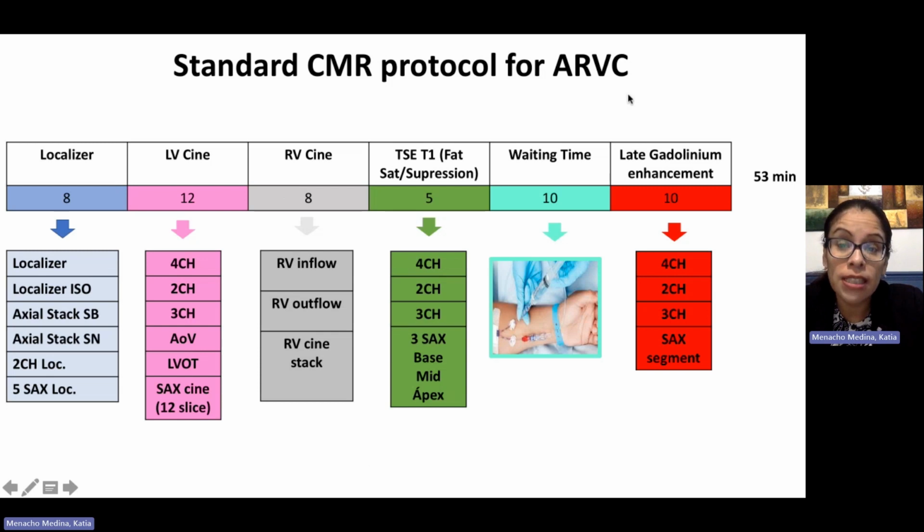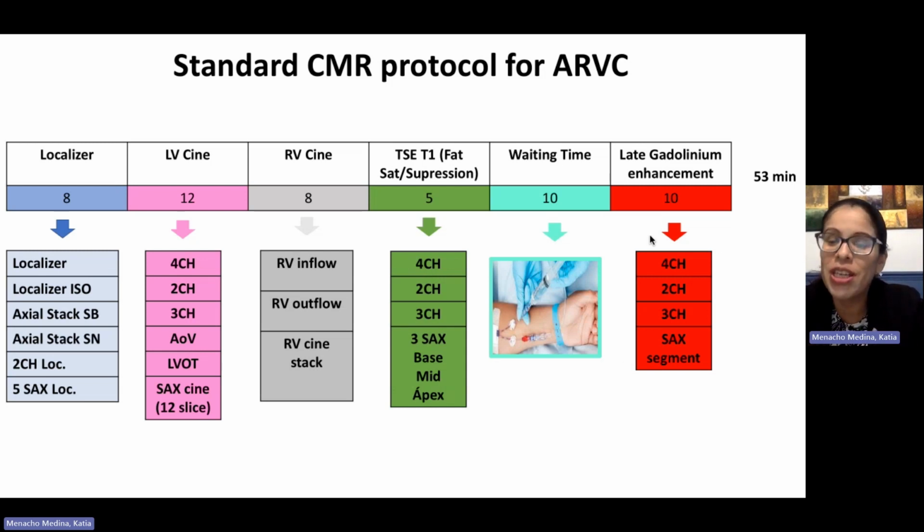If they are specifically asking about arrhythmogenic cardiomyopathy in the right ventricle, we may consider the use of fat suppression and saturation sequences, which can be the turbo spin echo T1. And we also need to acquire specific cuts. In general, these are 4-chamber, 2-chamber, 3-chamber, and short axis, the same for T1 and T2 mapping. And then we need to do a waiting time as well after we inject the contrast and acquire our late gadolinium pictures. So it can increase the time. It can go even further. Here, for example, 53 minutes.